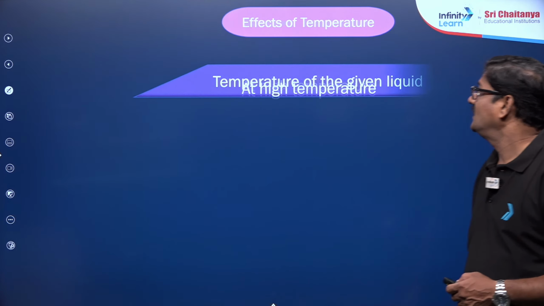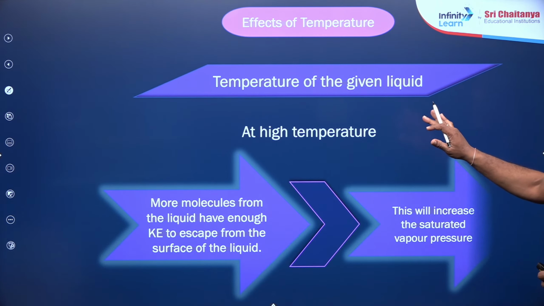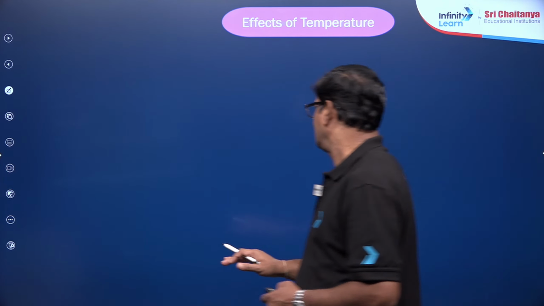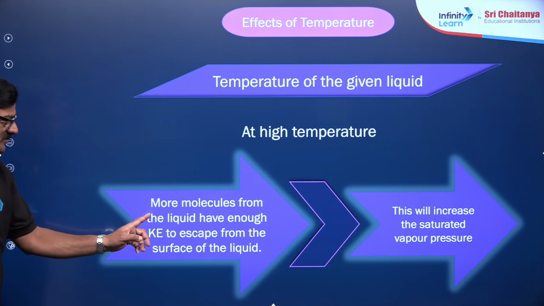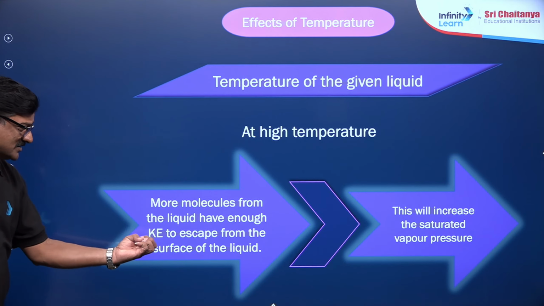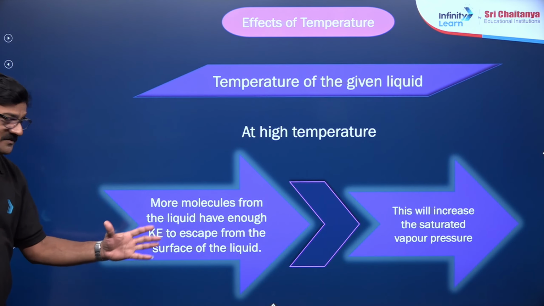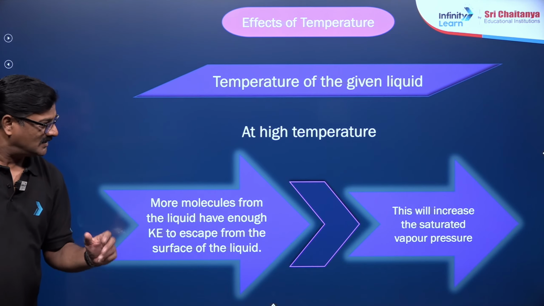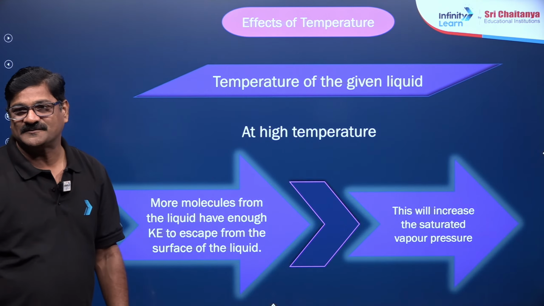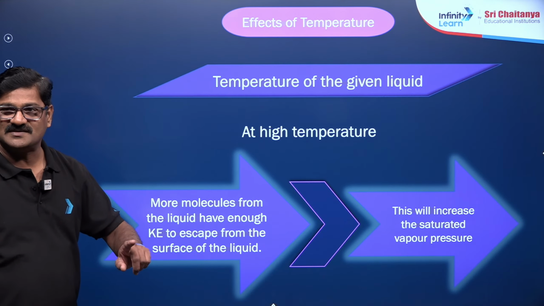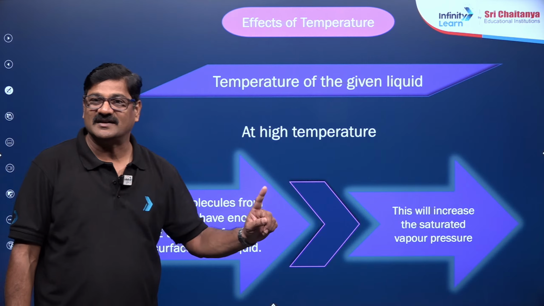And you can see the effect of temperature on the given liquid. At high temperature, more molecules from the liquid have enough kinetic energy to escape out of the surface of the liquid, so this will increase the saturated vapor pressure. So, as temperature increases, vapor pressure increases.